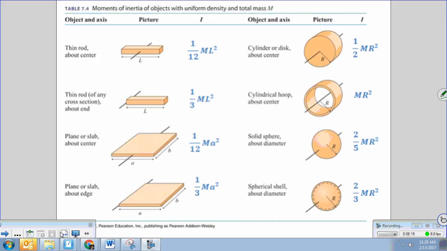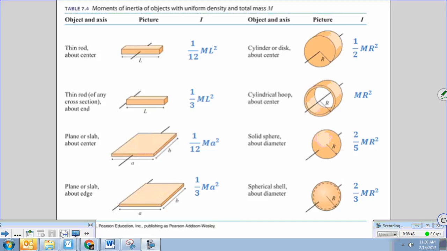Okay, so different objects have different rotational inertias, and this sheet gives you some samples of common shapes that we'll be dealing with. Okay? So, let me kind of run through what these different things are. All right, so if you want to calculate the rotational inertia of a thin rod rotated around the center, it's 1/12 the mass of the object times its length squared.